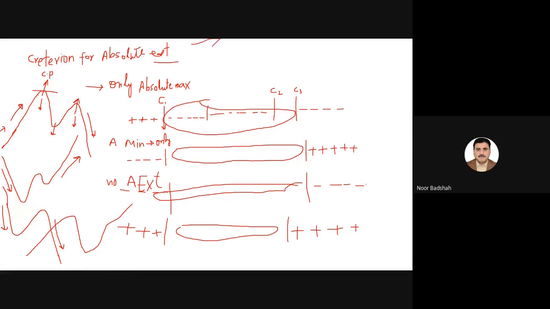Where has the cursor gone here? We are considering functions whose domain is the complete set of real numbers, minus infinity to plus infinity. Yes, am I right? If f is defined in the whole domain, but if f is defined in some particular interval, semi-infinite, you can say, okay? Then in that case, you will define on one end.